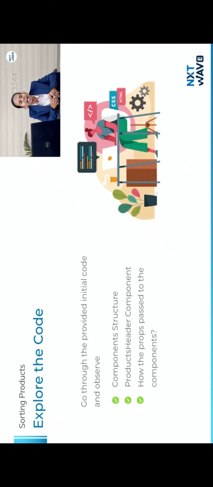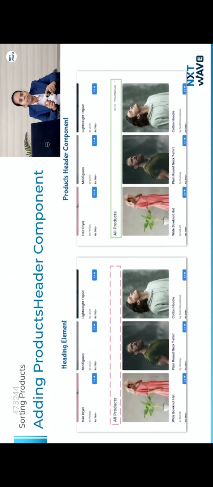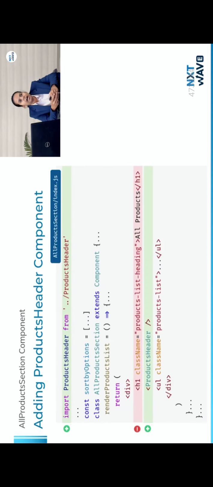Okay. I hope you have gone through this. Now let's proceed further and start integrating the products header component. Okay, so within the all products section, instead of a heading, we want to integrate this products header component, right? So previously there's a heading like this. So we want to replace it with the products header component, right? Okay, so you can see there that we have imported the products header component and we have removed the heading and added the products header component. Okay, so let's do this step.